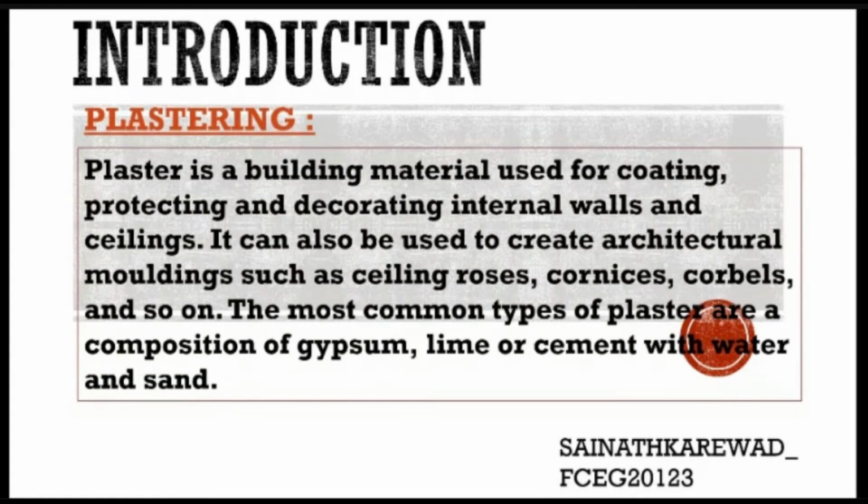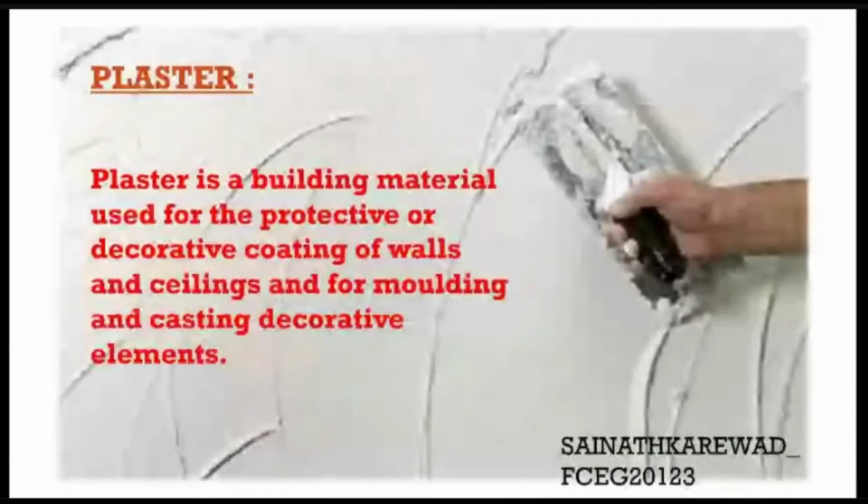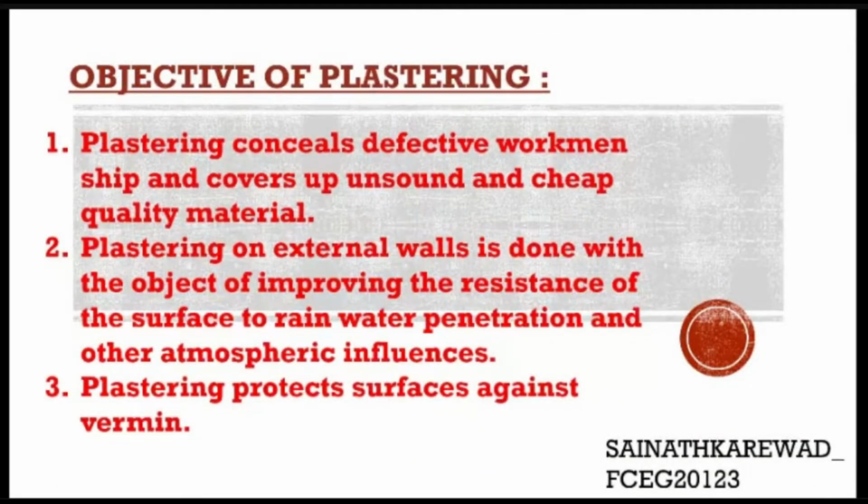Introduction. Plastering. Plaster is a building material used for coating, protecting and decorating internal walls and ceilings. It can also be used to create architectural modeling such as ceiling roses, cornices, corbels and so on. The most common types of plaster are a composition of gypsum, lime or cement with water and sand. Plaster is a building material used for the protective or decorative coating of walls and ceilings and for molding and casting decorative elements.